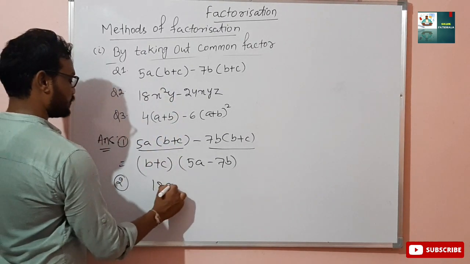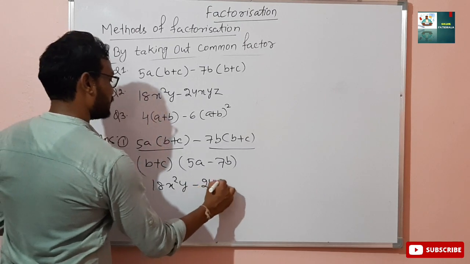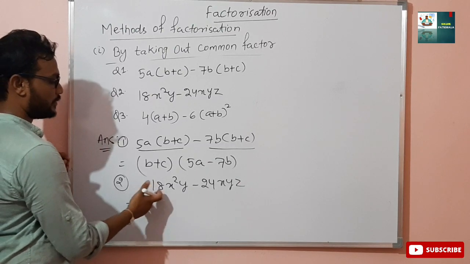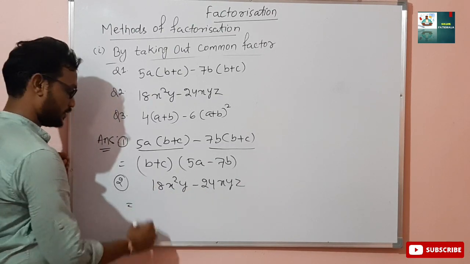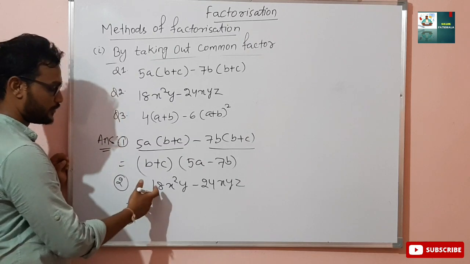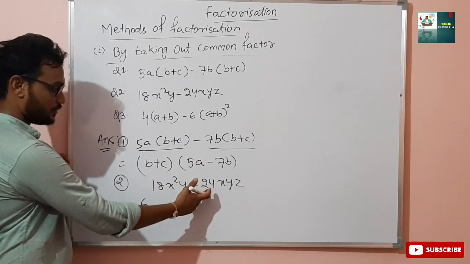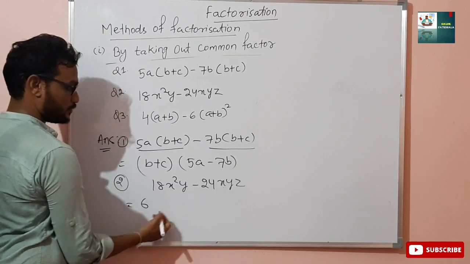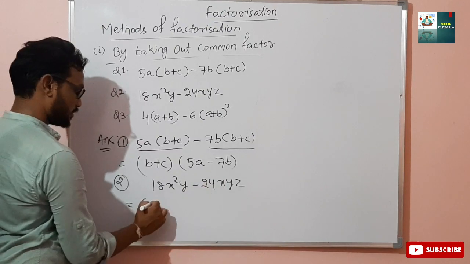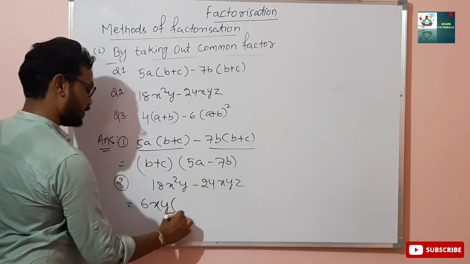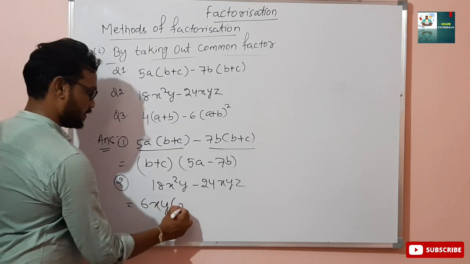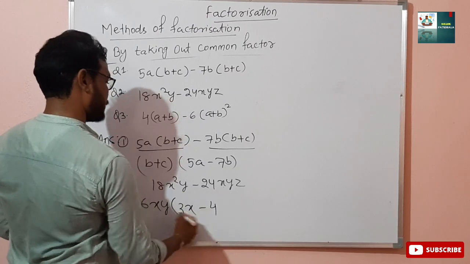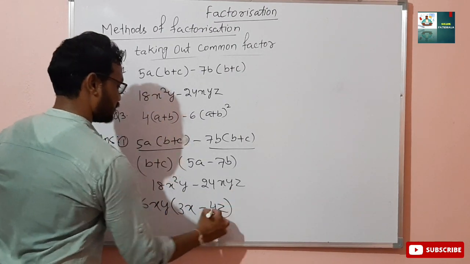Second one is given 18x squared y minus 24xyz. Now first of all we have to find the common factor between 18 and 24. Which one is common? 6. 6 is the highest common factor between 18 and 24. And here x squared is there, here x is there. So which is the smallest power? That is x. Here y, here y. Okay. So how much is left here? 18 divided by 6, that is 3. Here x, minus, here 4. xy has come out. So z. Right?